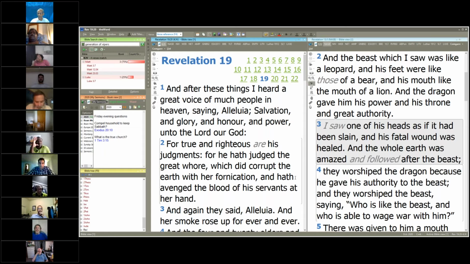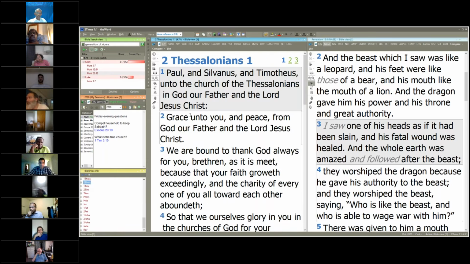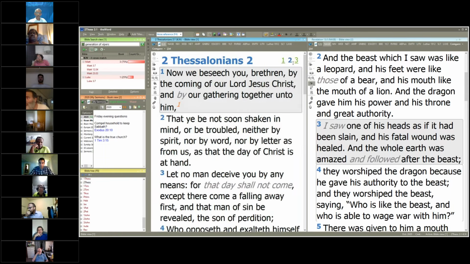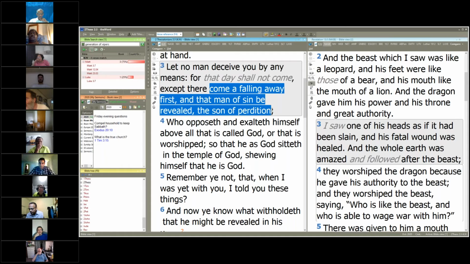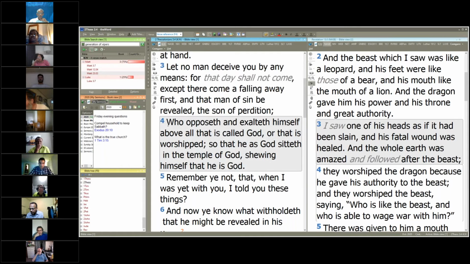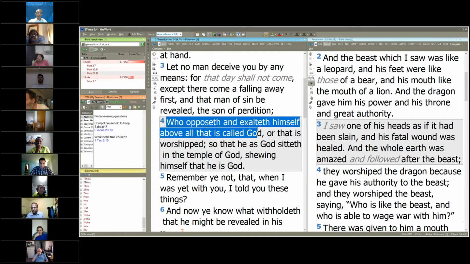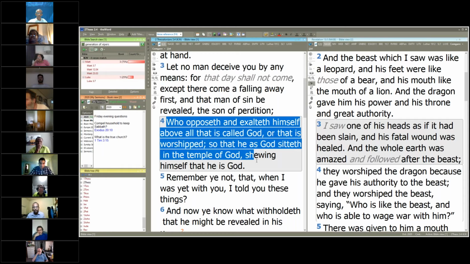David? Yes, Brother Ayani. Where do you place 2 Thessalonians 2 in Revelation? 2 Thessalonians 2 talks about the man of sin, I'm pretty sure. It says in verse 3, there will come a falling away, and that man of sin be revealed, the son of perdition, who opposeth and exalteth himself above all that is called God or that is worshipped, so that he, as God, sitteth in the temple of God, showing himself that he is God.